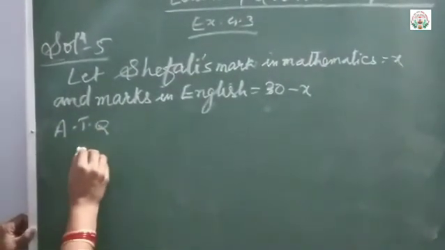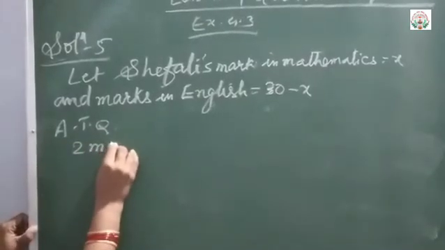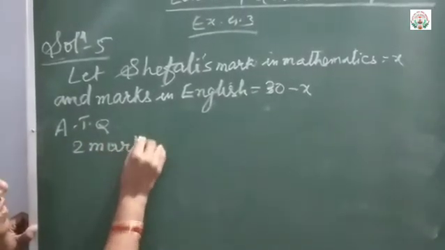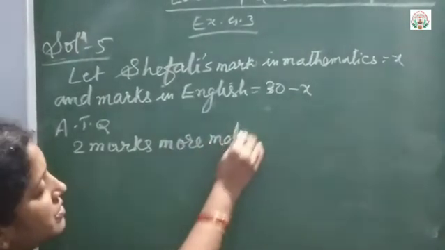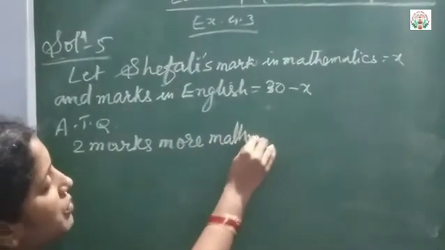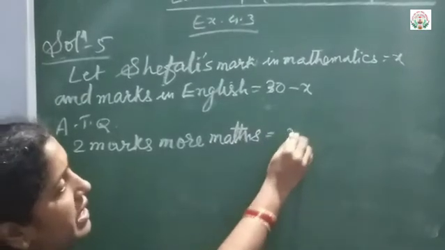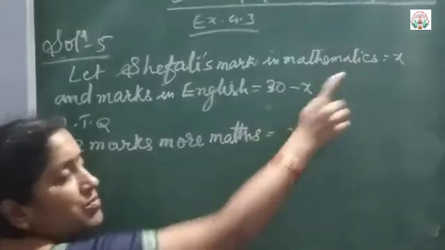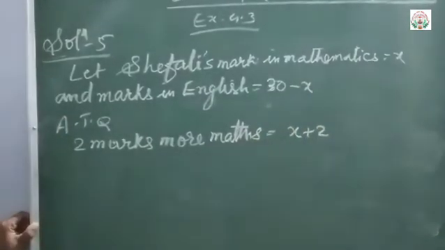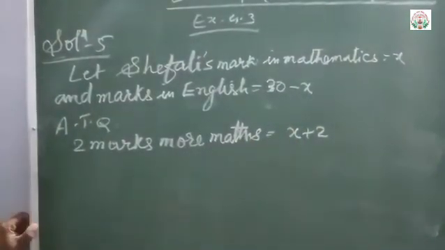Had she got 2 marks more in mathematics. So what will be her marks in mathematics? X plus 2. Because we have taken the marks in mathematics as x. So it will be x plus 2.